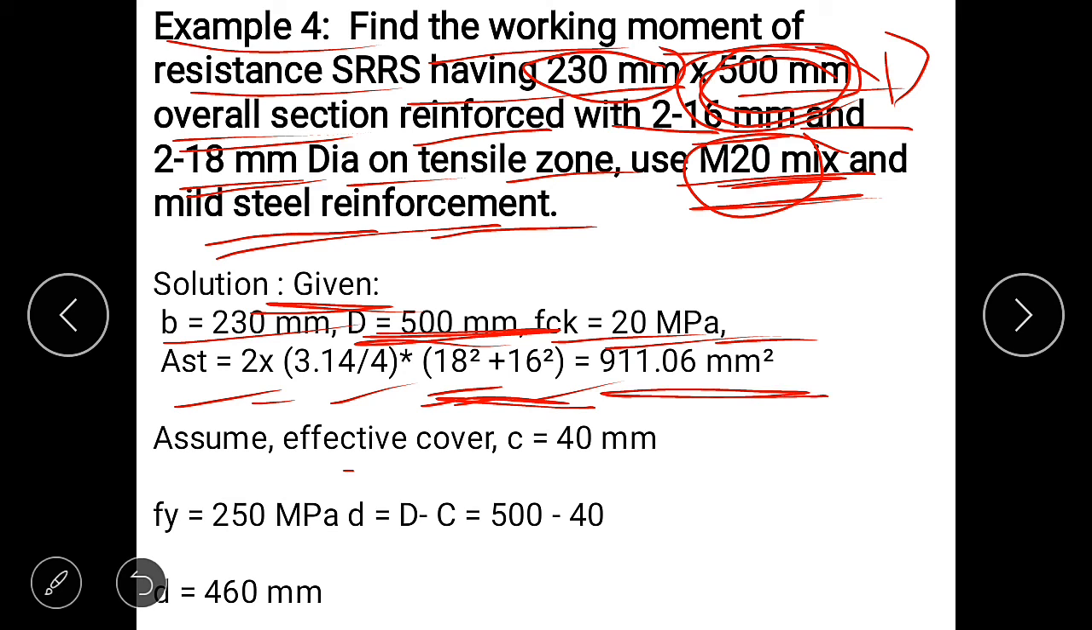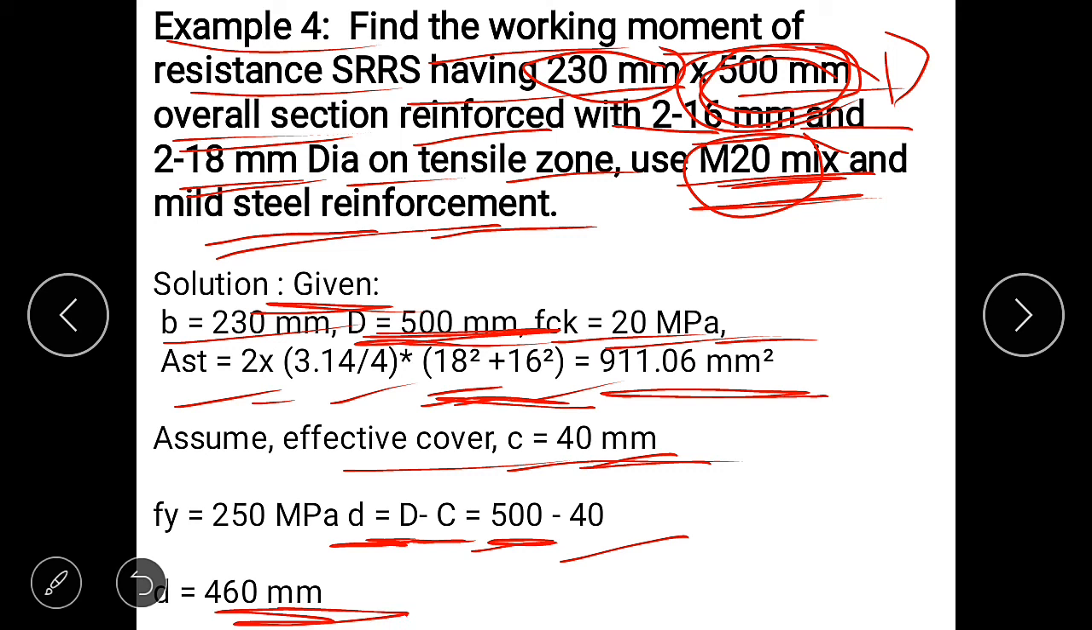Assume cover is 40. The formula to calculate small d is capital D minus C. Capital D is 500 and C is 40, so the effective depth is 460 mm. And fy is given as mild steel, so fy is 250.